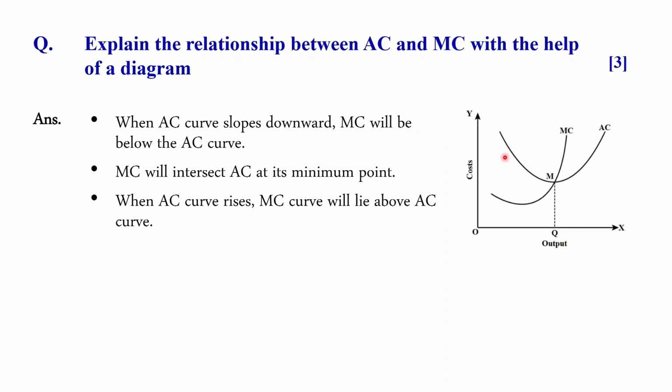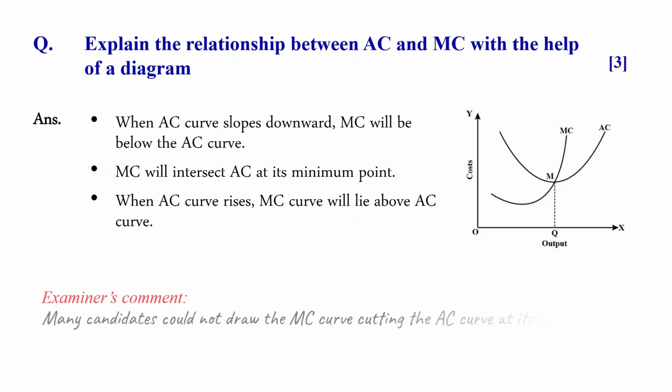When the average cost curve is falling, the MC curve, the marginal cost curve, lies below the AC curve. This is because marginal cost pulls the average down. At the minimum point of the AC curve, the MC curve cuts the AC curve. This intersection point is crucial. MC must cut AC at its minimum point, not before or after. After this point, when the AC curve starts rising, the MC curve lies above the AC curve, pulling the average up.